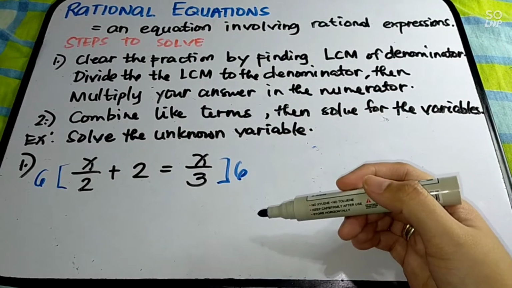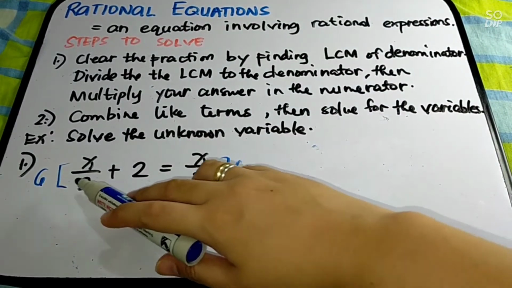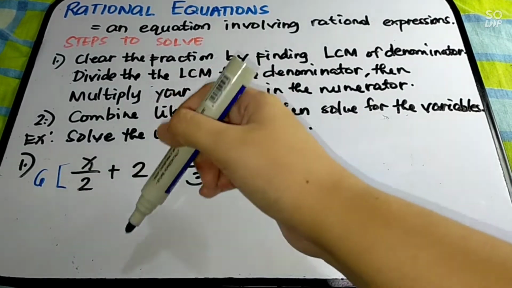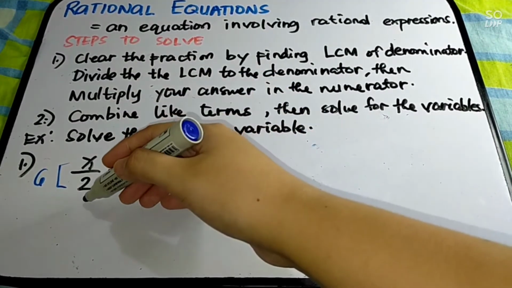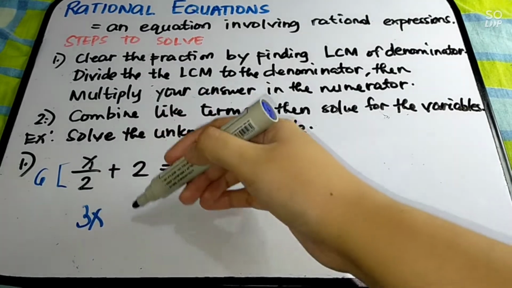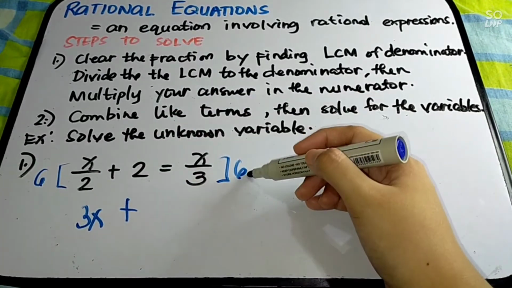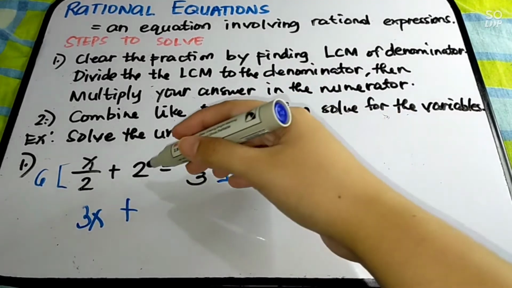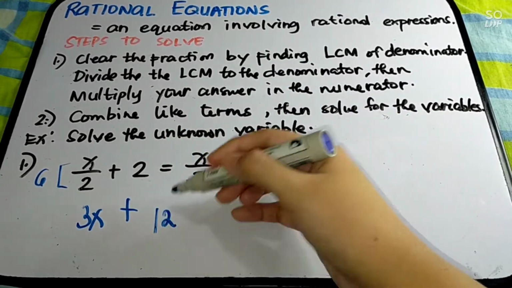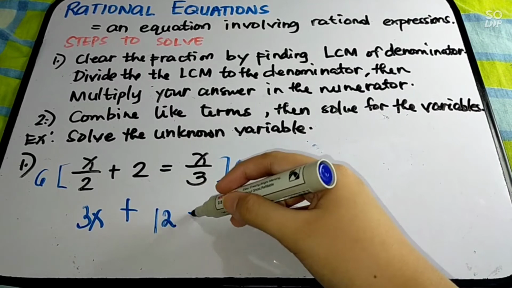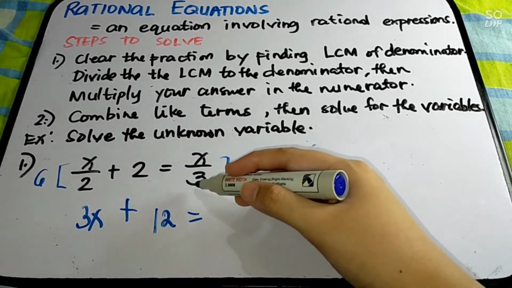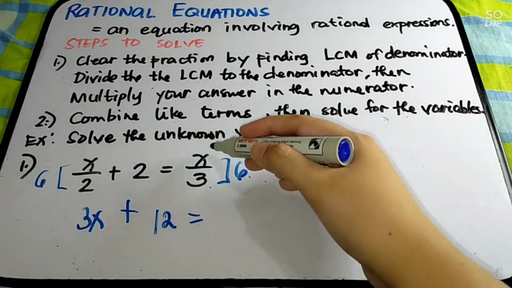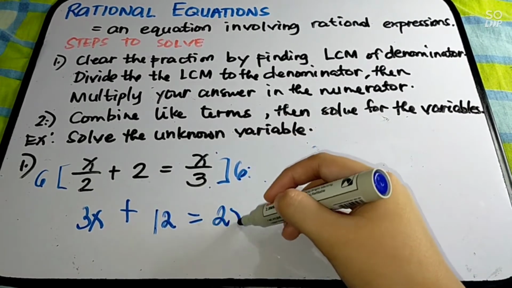Afterwards, you are going to divide by your denominator. 6 divided by 2, the answer is 3. Times x, multiply sa numerator, so the answer is 3x. Then plus. Since wala kang denominator dito, multiply mo na agad. 6 times 2, the answer is 12. Huwag nyo kalimutan, it is equal to, may denominator ulit, so we are going to divide. 6 divided by 3, the answer is 2. Times x, the answer is 2x.